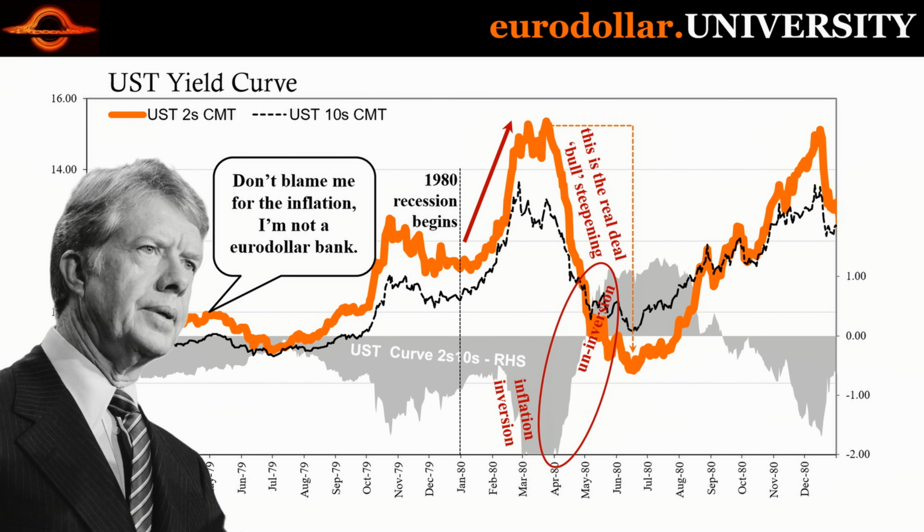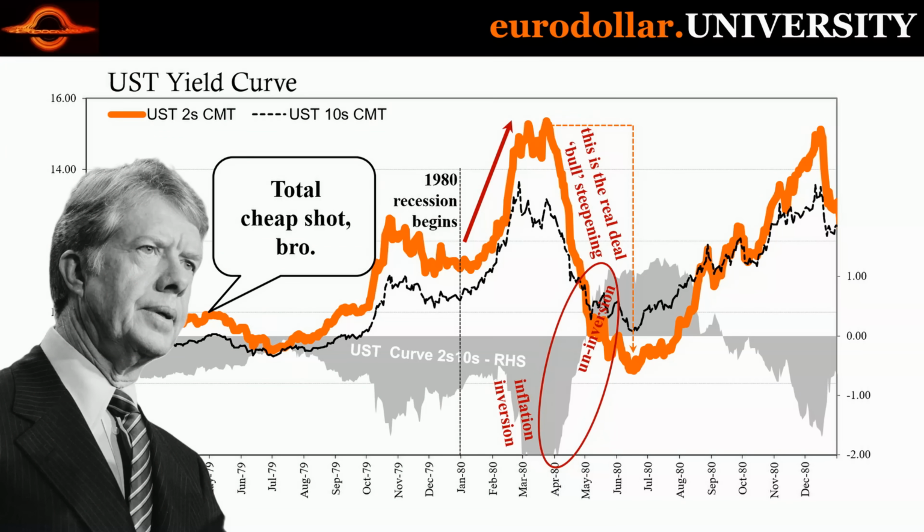So the 10-year goes down a little bit, but the front end goes down a whole bunch more. 1980 was a complete and utter disaster. Just ask Jimmy Carter.